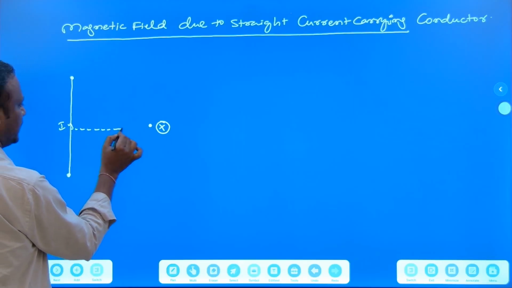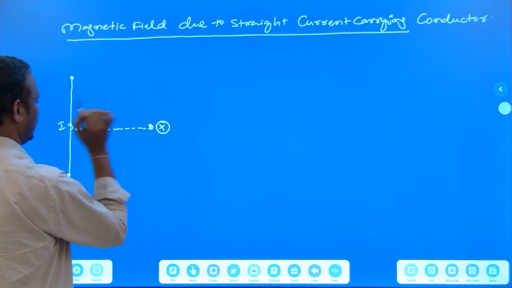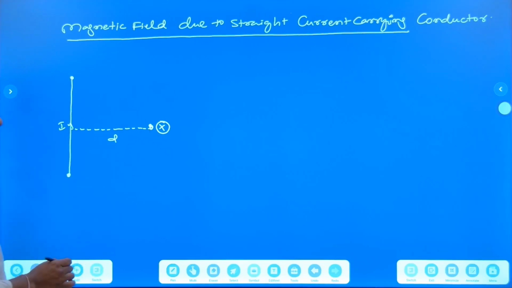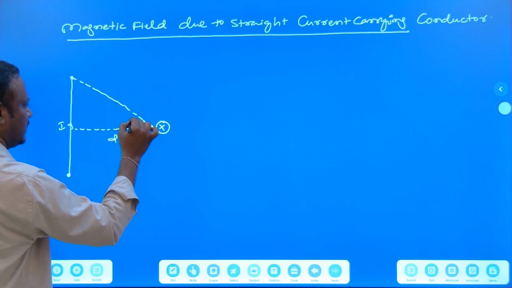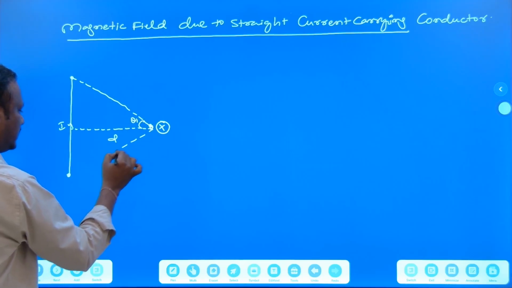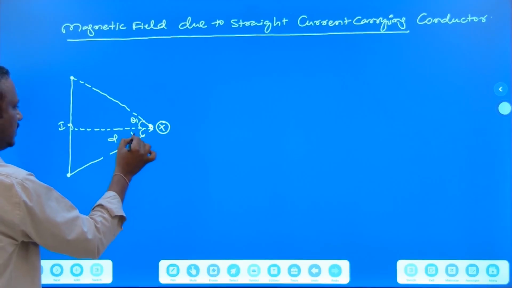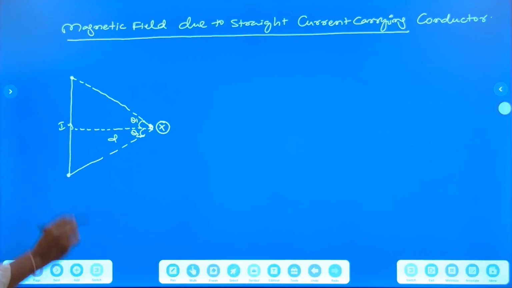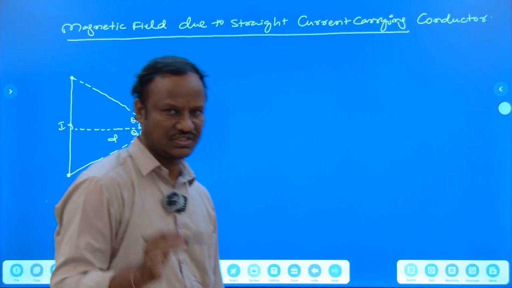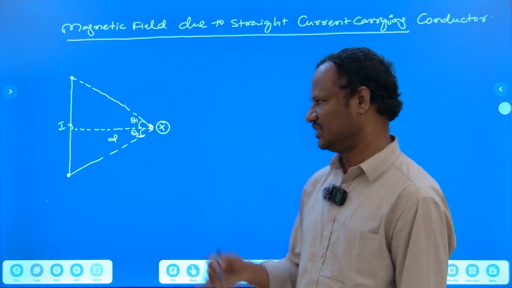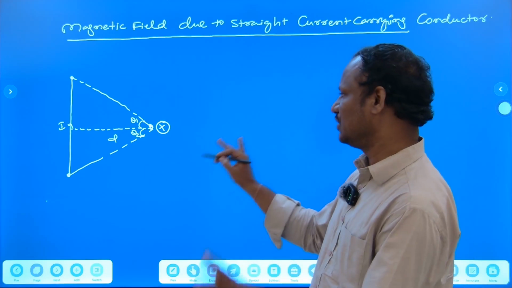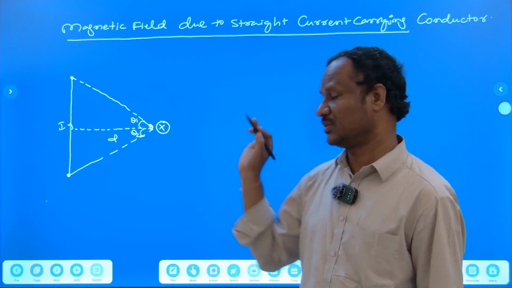This is the perpendicular distance you can draw. This distance is d. And next is this angle. This makes an angle, the first one is theta 1, and the next one is theta 2. Which is positive and which is negative, that type of discussion we will do in the derivation. Just how to go about problem solving.